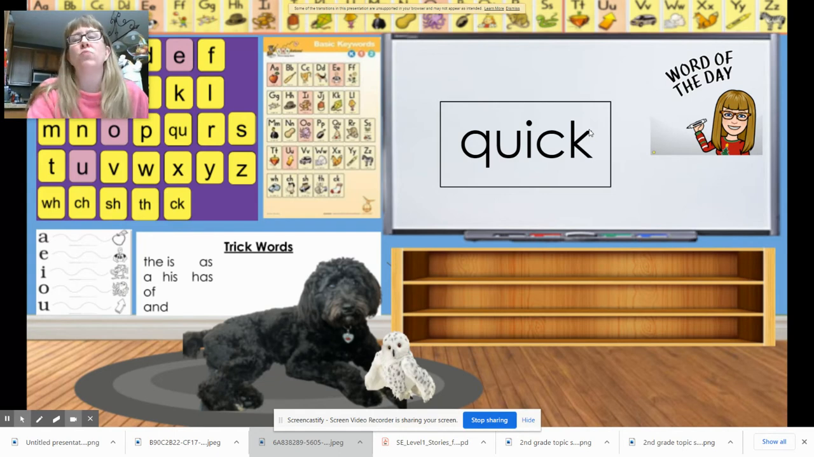I want someone to raise your hand and give a sentence for the word quick. Once someone gives the sentence, go ahead and start this back up. Now I want someone to tell me a synonym for the word quick. Remember, quick is the word I need a synonym for, and synonym means same. So something that means the same as quick. Raise your hand and your teacher can call on you.